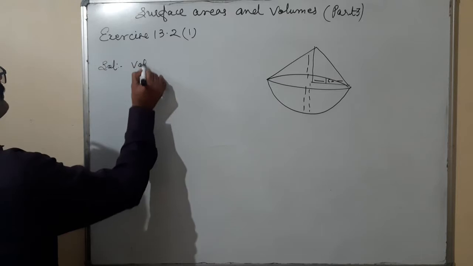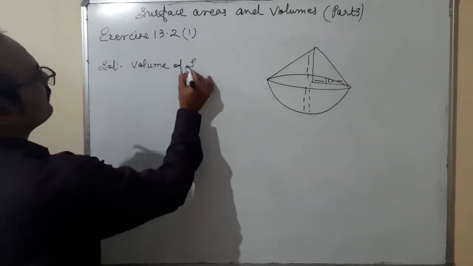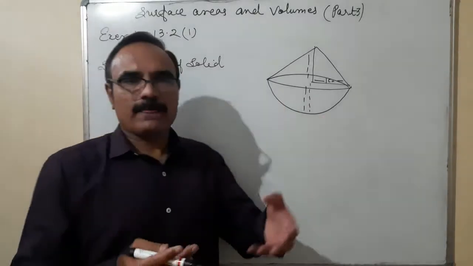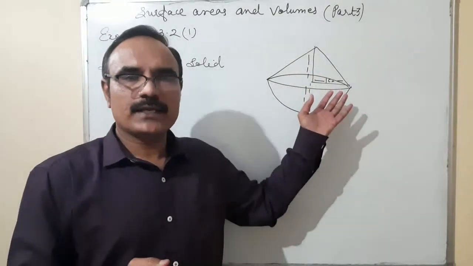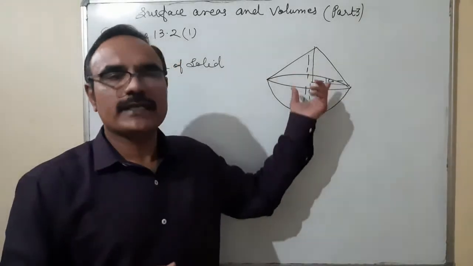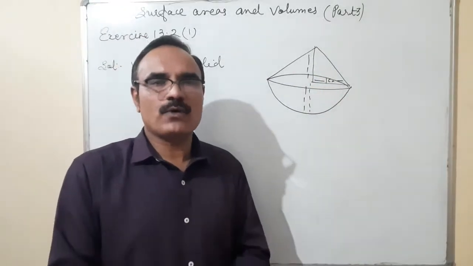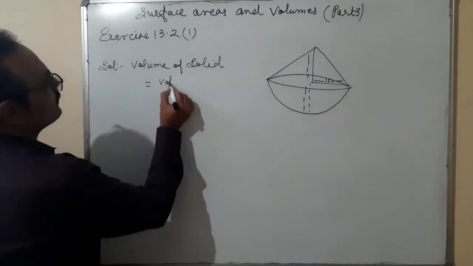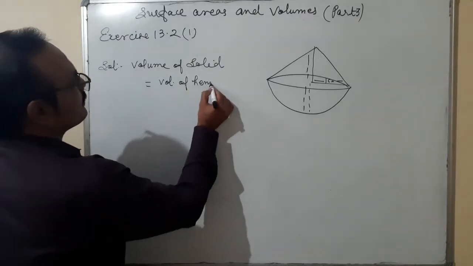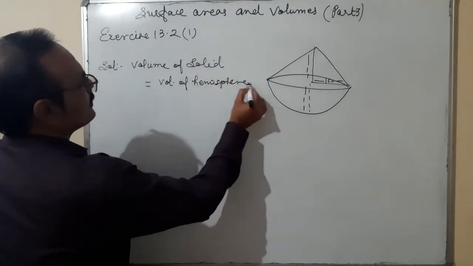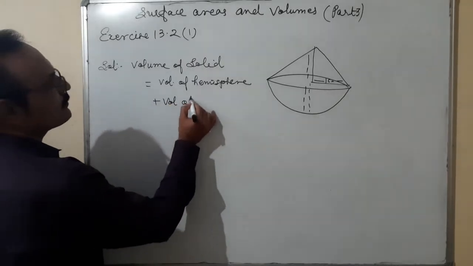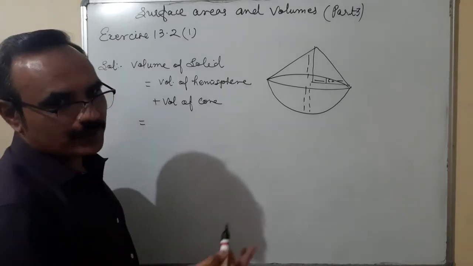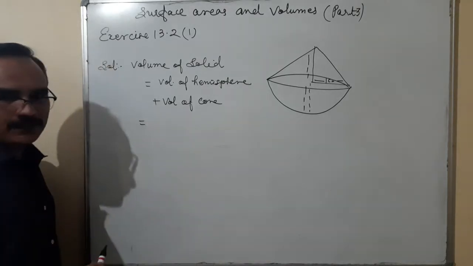Volume of solid. What do you think the volume of solid is equal to? How many figures are used here? There are two solids used. One is a cone, second is a hemisphere. So volume of cone plus volume of hemisphere is equal to volume of solid. Volume of solid is equal to volume of hemisphere plus volume of cone. That's it. We are getting the answer in terms of pi, so we are not going to put the value of pi as 22/7 or 3.14.